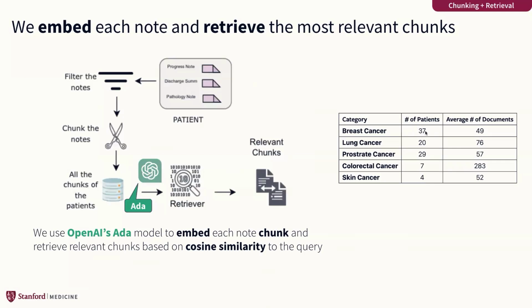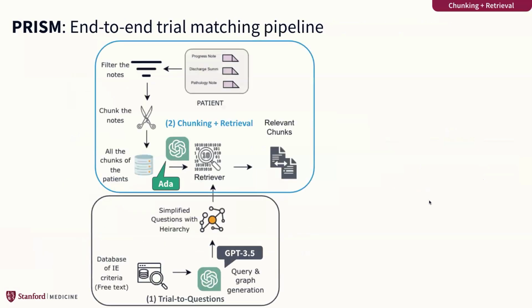There's roughly between 4 to 37 patients in each of these categories. But each patient can have 50, 70, 200 notes, right? So this retrieval step is important because you can't fit all 300 notes in the context window of this model, and it'll just get confused. Okay, so that's the chunking and retrieval component.